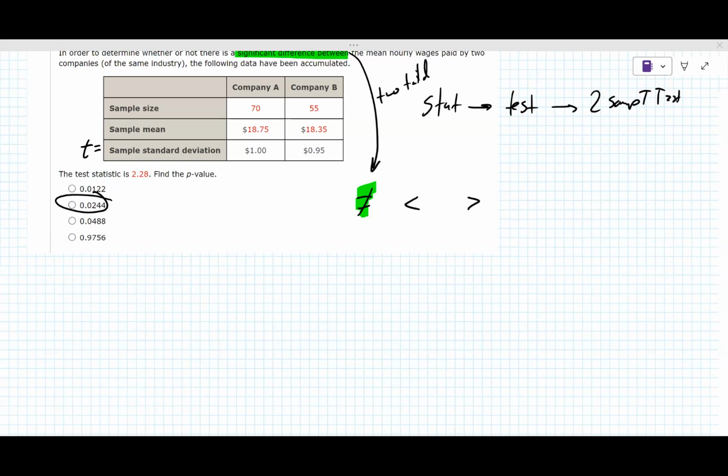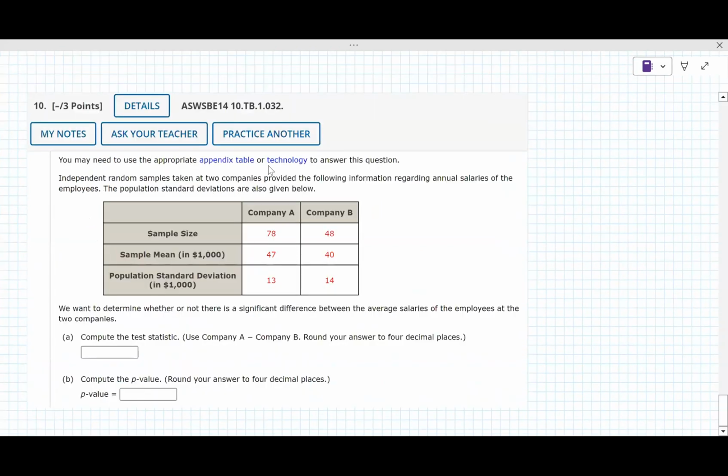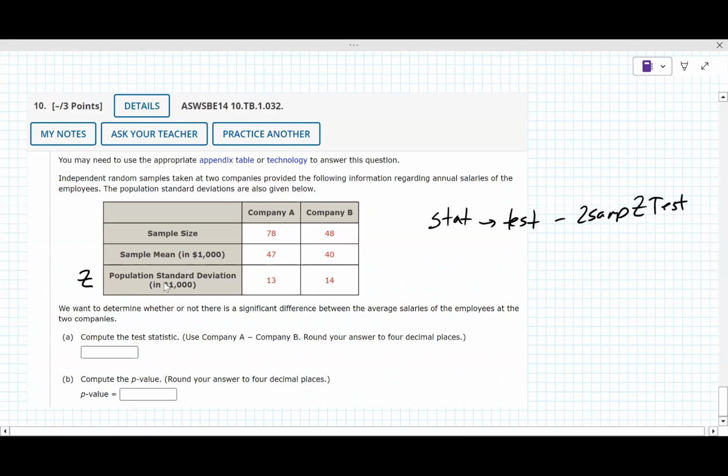Number 10. There's lots of words here, blah, blah, blah. But you should focus on whether they're giving you the population standard deviation or the sample. And this time they're giving you the population. This is going to be a z. So this is going to be different. It's stat, test, 2-sample z-test, not a t-test. And it's because the population standard deviation is given.